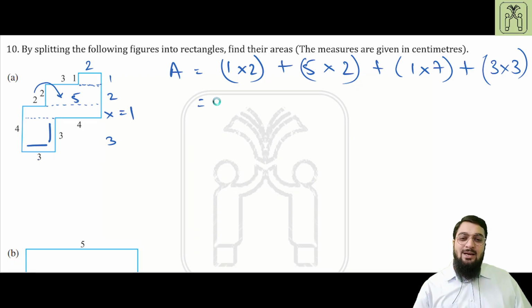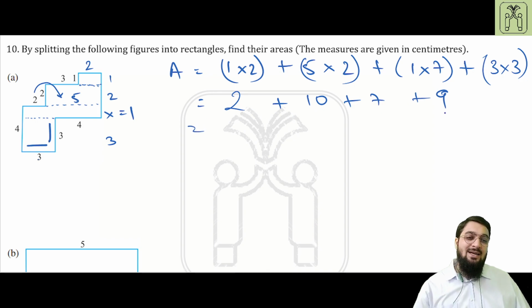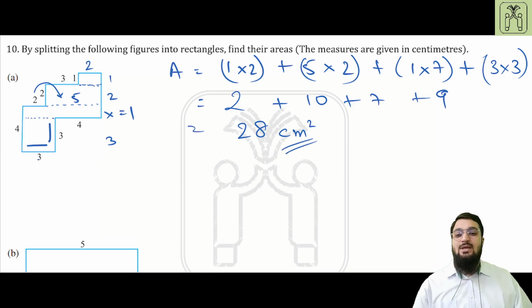Now multiplying and adding, we will get 2 plus 5 2s are 10 plus 7 plus 3 3s are 9, adding them up, so 10 plus 2 is 12 plus 7 is 19, 19 plus 9 is 28. So we will get 28. No units are there. Okay, centimeter is there, that will be 28 centimeter square.